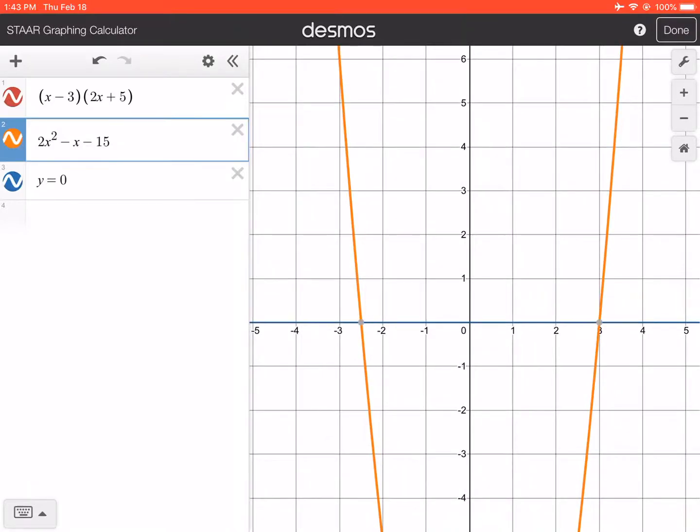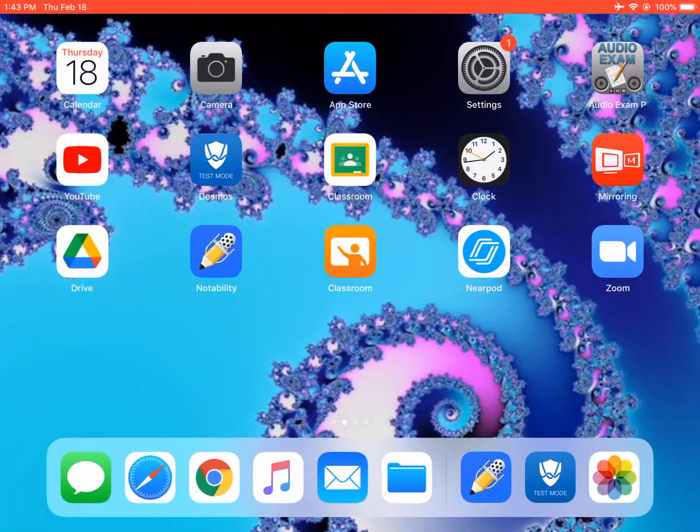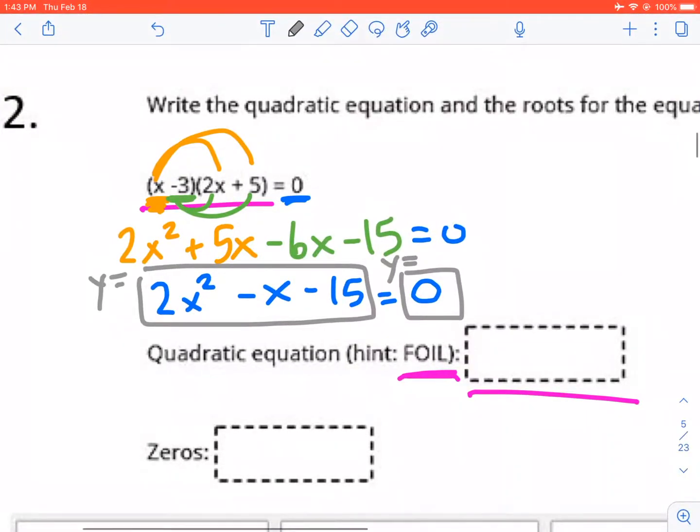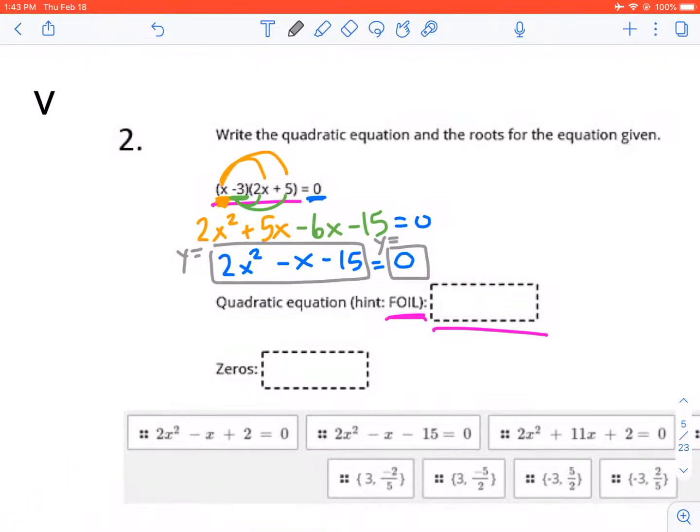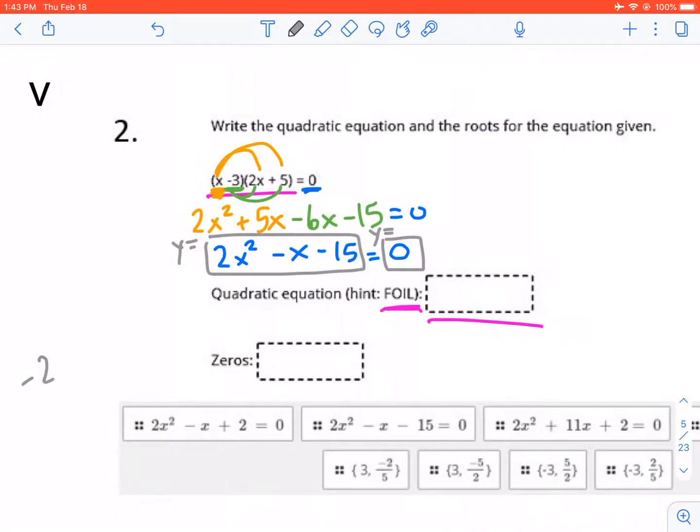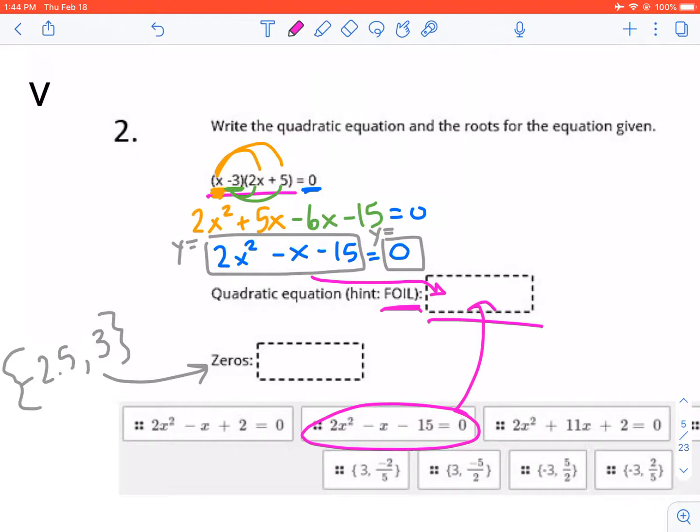And so where does it cross? And we're going to tap on those. And so we can see the answer is going to be negative 2.5 and 3. So I'm going to use a little bit of both kind of graphically and see negative 2.5 and then a positive 3. Those are going to be my zeros. Did I do my FOILing correct? Yes, that answer is going to go here, so let's go find it. 2x squared minus x minus 15, there it is. That one should go there.